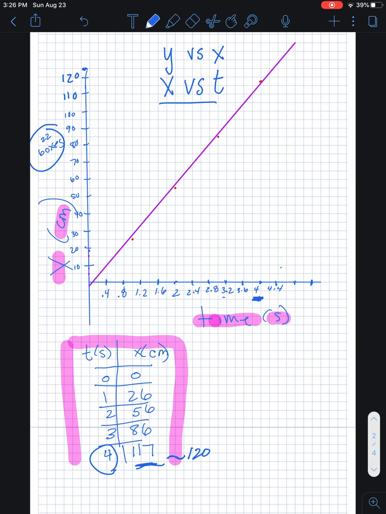We don't want that. So once I have my data points plotted, I went through and I found where each one was, and I made them in a different color. The red are my data points. Then I drew a best fit line. And what I wanted to note for you guys is that even though I had a data point at 0, 0, I didn't force my line to go through 0, 0.